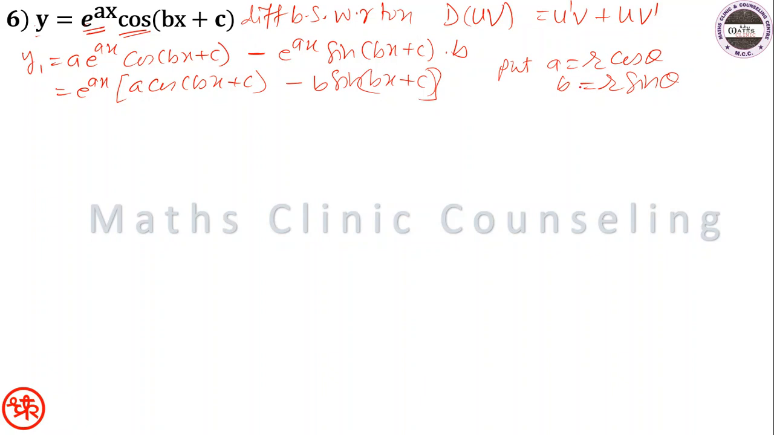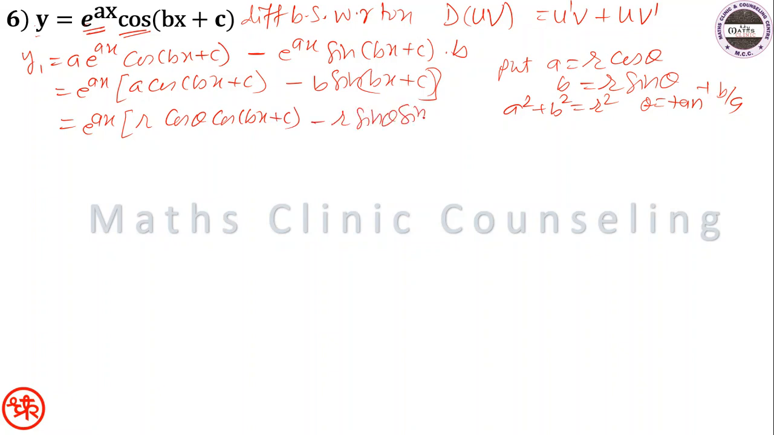Now put a is equal to r cos theta, b is equal to r sin theta. a square plus b square we have found, it is r square. a square plus b square is equal to r square, and theta is equal to tan inverse of b by a. In the previous part we have seen this. So it is equal to e to the power ax into r cos theta cos bx plus c minus r sin theta sin bx plus c, using this result here. So it is equal to r e to the power ax, and this is the value of cos of a plus b, cos of bx plus c plus theta.